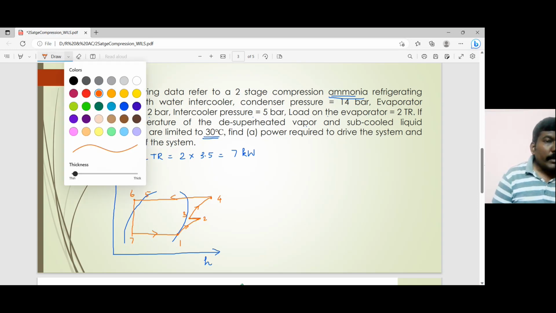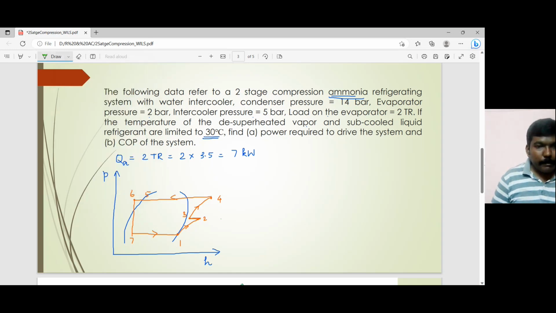Okay, so let me use a green color over here to indicate the pressure levels. This pressure level is going to be the pressure level of the evaporator, which is 2 bar according to the problem statement. And then we have the pressure level of the intercooler. Let me say PI, and that happens to be 5 bar over here. And then I have the condenser pressure PC, which happens to be 14 bar. So these are the 3 pressure levels.